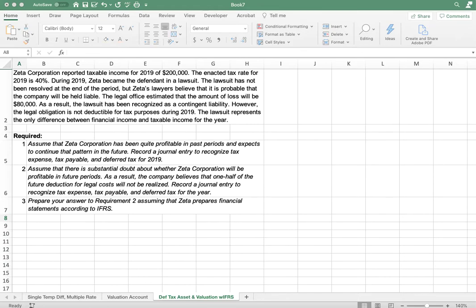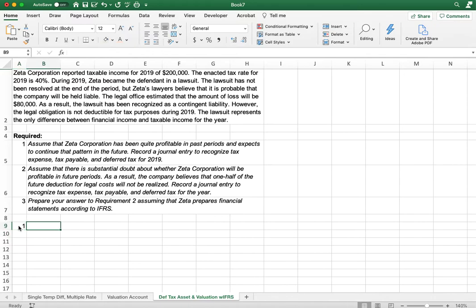As a result, the lawsuit has been recognized as a contingent liability. However, the legal obligation is not deductible for tax purposes for 2019. The lawsuit represents the only difference between financial income and taxable income for the year. Assume that Zeta Corporation has been quite profitable in the past periods and expects to continue that pattern for the future. Record a journal entry to recognize tax expense, tax payable, and deferred tax for 2019.